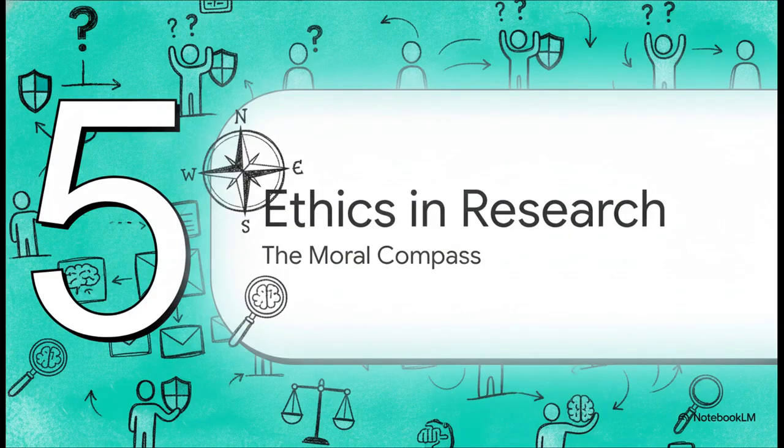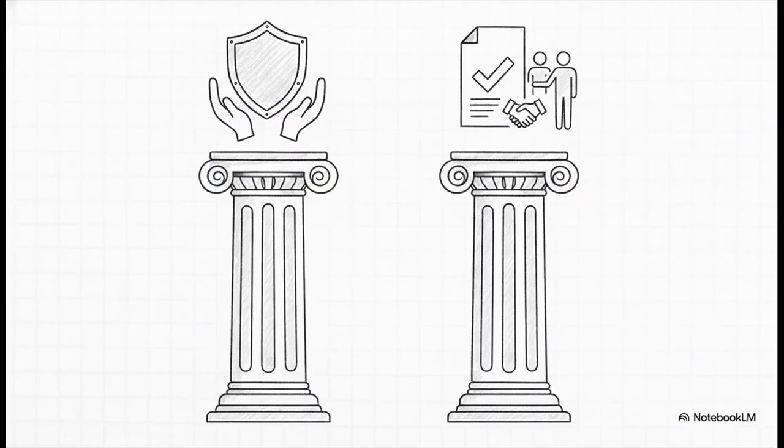Section 5. Ethics in Social Research, the Moral Compass of Inquiry. Armed with these powerful data collection tools, researchers essentially hold a massive responsibility over their human subjects. And that brings us to the strict rules of engagement. There are 2 totally non-negotiable pillars here: protection from harm and informed consent. The importance of these cannot be overstated.